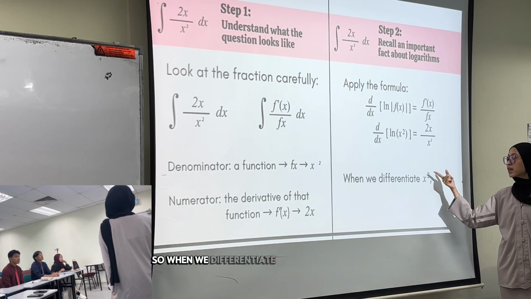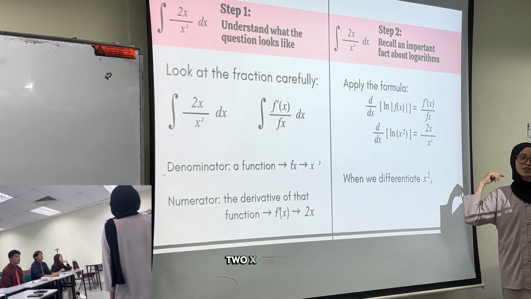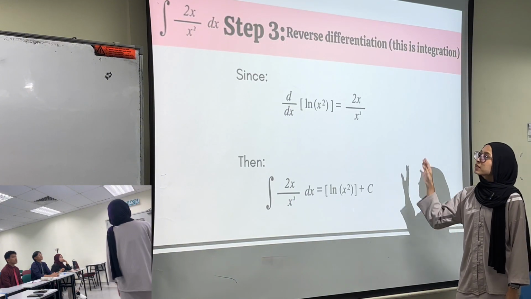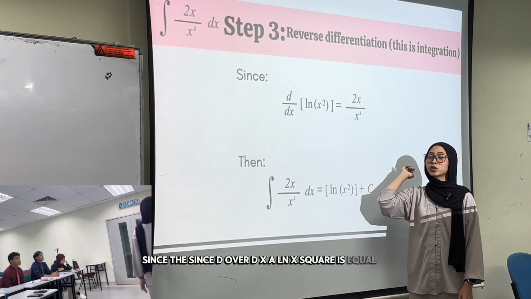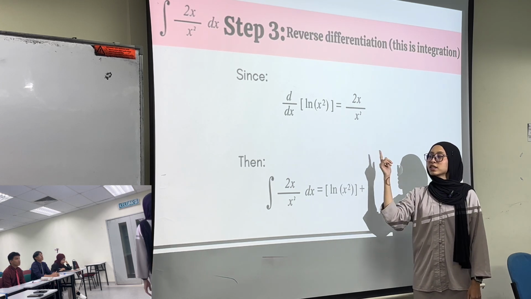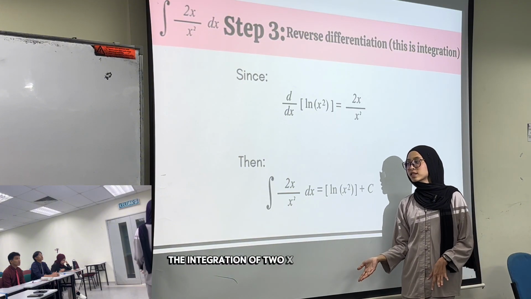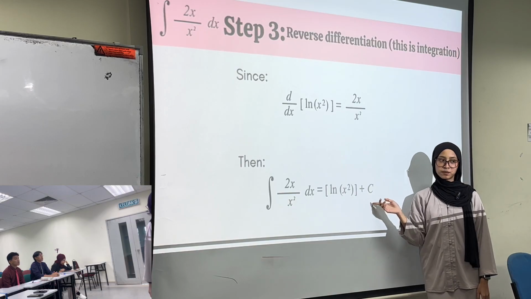When we differentiate x squared, we will get 2x. So the third step: since d over dx of ln x squared is equal to 2x over x squared, the answer is the integration of 2x over x squared dx equals ln x squared plus c.